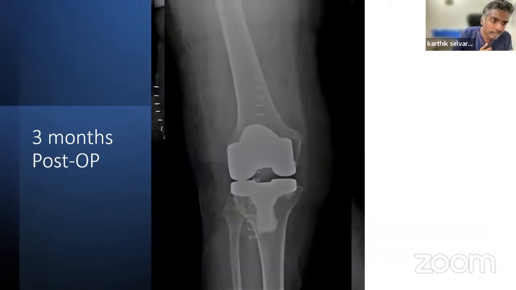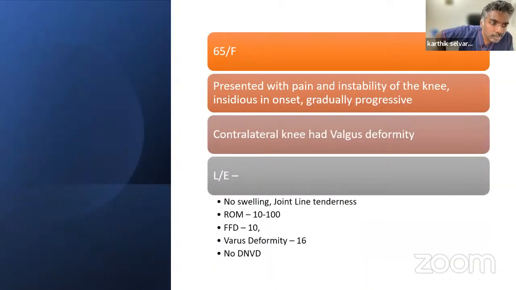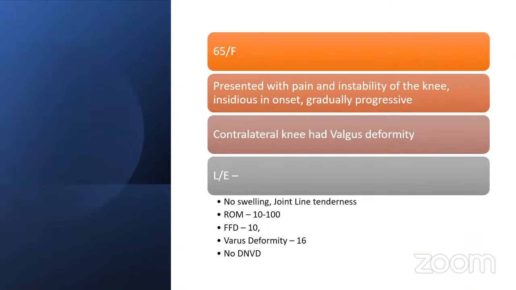The next case is a 65-year-old female who presented with pain and instability of the knee, with gradually progressive onset. Her contralateral knee had a valgus deformity, so effectively she had a windswept deformity of the legs. The local examination showed no significant joint swelling. She had joint line tenderness. ROM was 10 to 100 degrees with an FFD of 10 degrees and a varus deformity of 16 degrees.